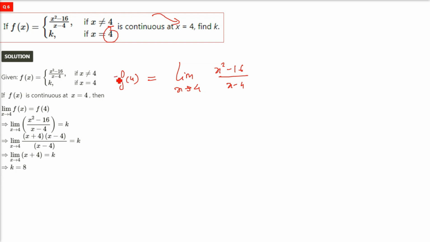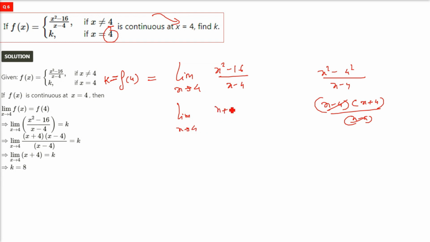F(4) is f(a). What is f(4) here? When you put 4, you get k. So whatever is the result, that will be equal to k. So we have to essentially solve this limit. x square minus 16 can be written as x square minus 4 square, which is (x minus 4)(x plus 4), a minus b, a plus b. The x minus 4 in the denominator cancels out, and x plus 4 is left. Apply the limit: in place of x, replace it by 4. 4 plus 4 is 8. So k is equal to 8.